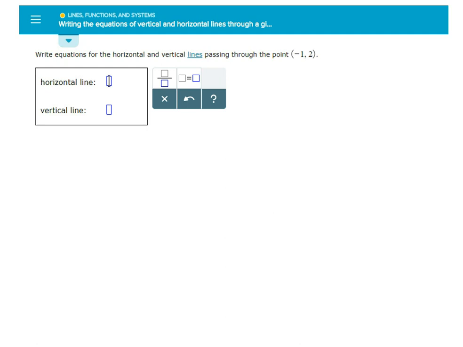Okay, writing the equations for vertical or horizontal lines is actually quite simple. I'm going to show this to you visually. Okay, here's just a quick graph. Remember, this is your x-axis, this is your y-axis.